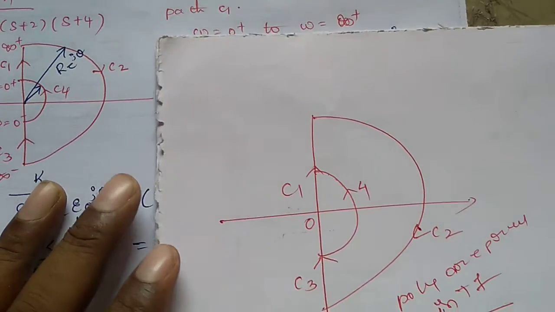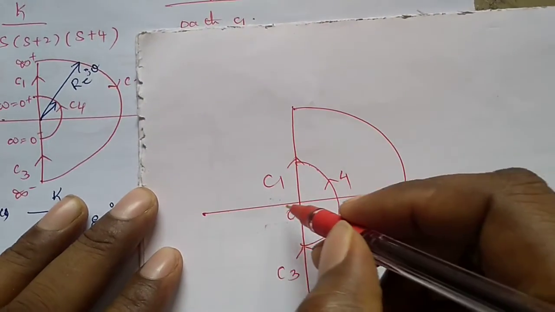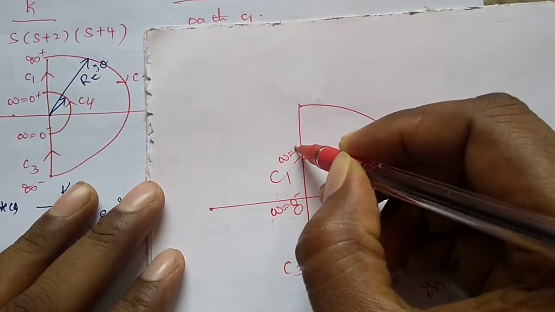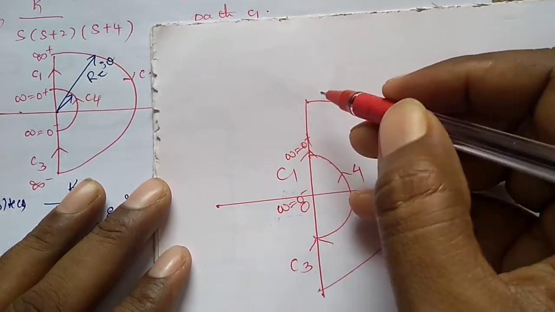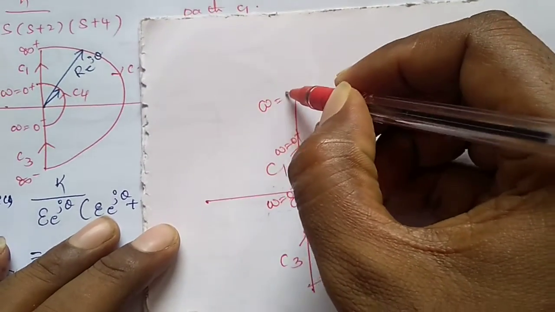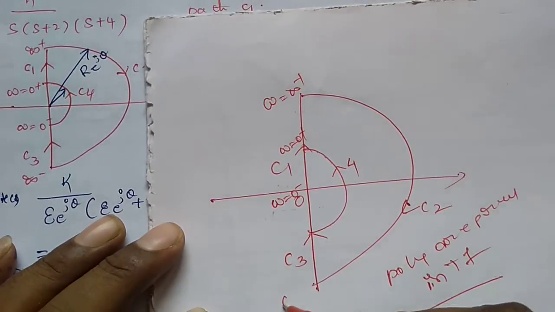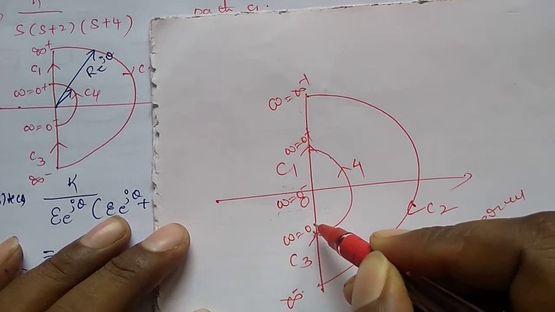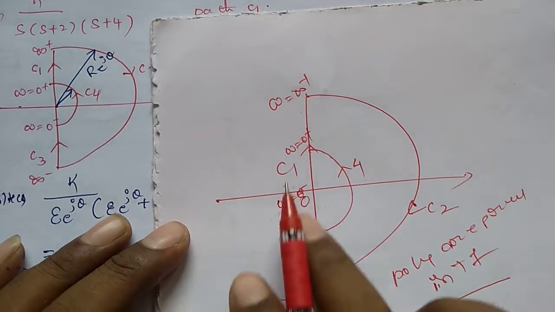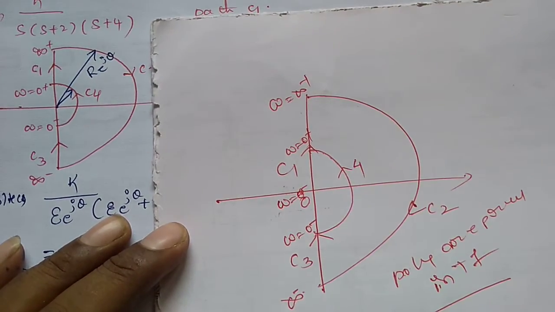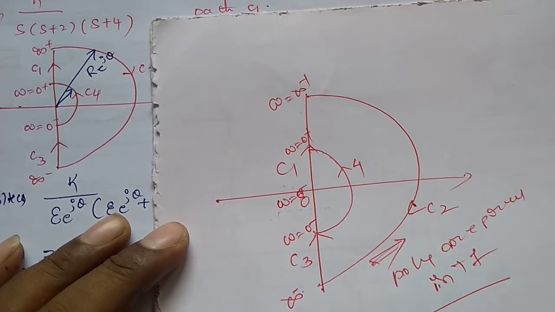So if poles are present, we can start from omega equal to 0 minus, omega equal to 0 plus, from 0 plus to omega equal to infinity plus, then plus infinity to omega equal to minus infinity, to omega equal to 0 minus. Okay, these are all the corresponding values for the Nyquist plot. This is the case if poles are present.